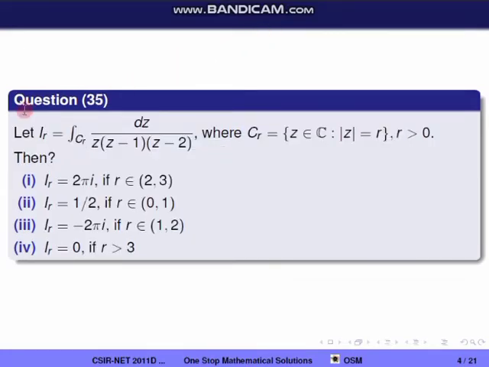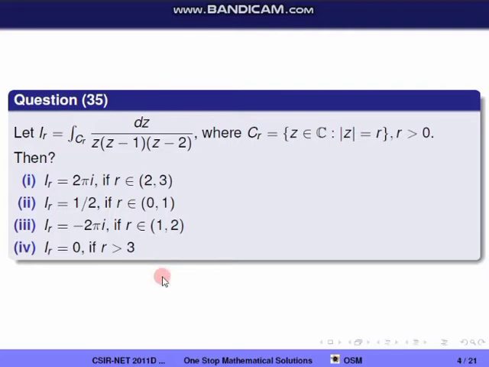Next question, question 35. Let I_R is equal to integral over C_R dz by z into (z minus 1) into (z minus 2), where C_R is equal to the set of all z in C such that mod z is equal to R, where R is greater than 0. Then, so we have defined an integral value here. We have to check which of the following options is true.